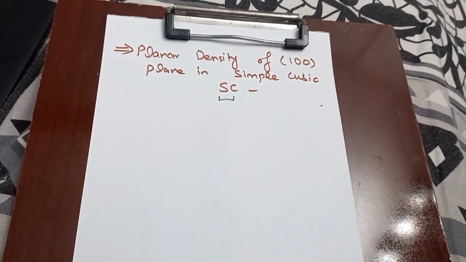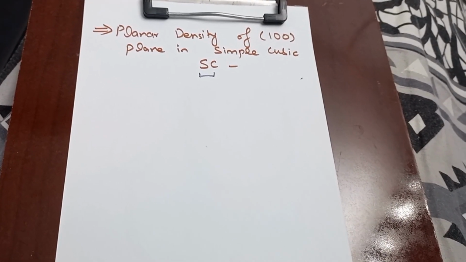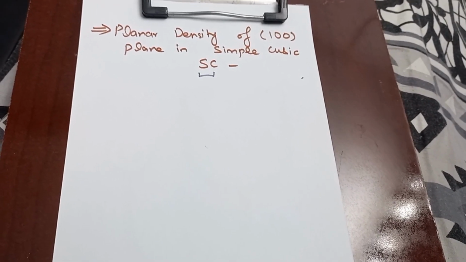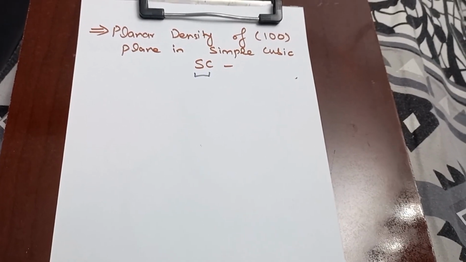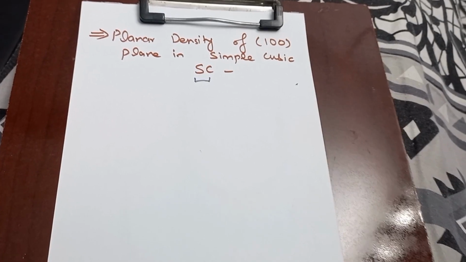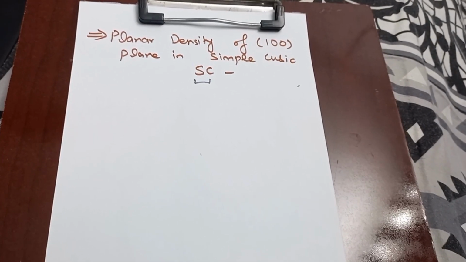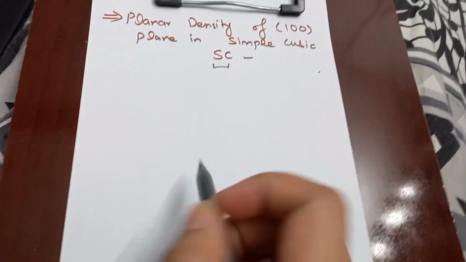I have uploaded a video where we have drawn several planes with different Miller indices cases, negative, positive, all kinds of cases, and that video is really good. I highly recommend you watch that. So let's quickly get started with it.